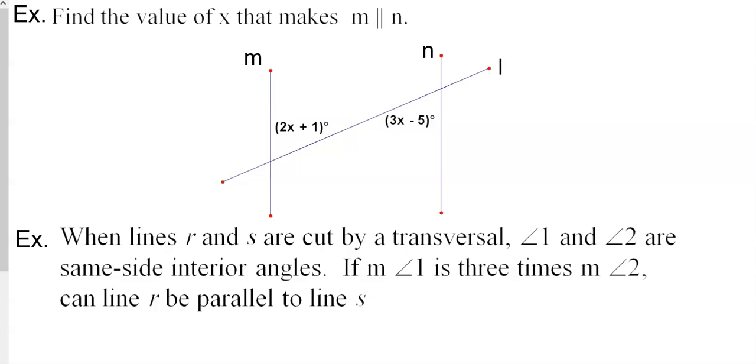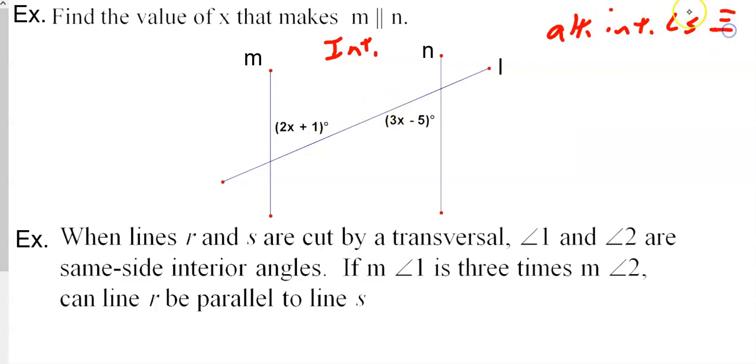n? Well, we have here alternate. Again, they're interior. They're in between the lines we're trying to prove. So this would be the interior. And they're alternating over the transversal. So alternate interior angles should be congruent.